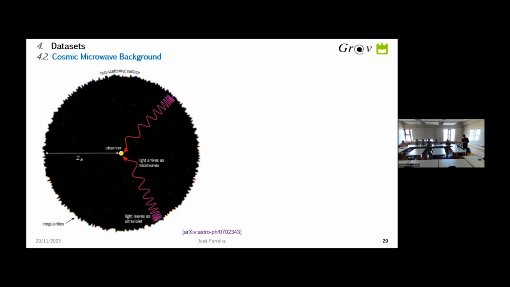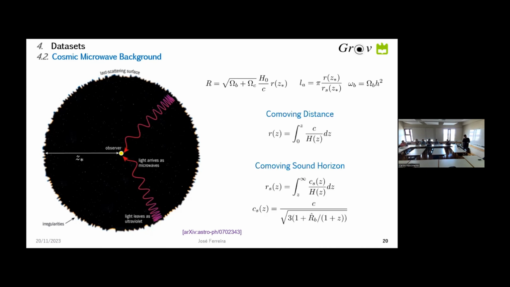As you can probably guess, in this work we decided to go with the easy approach, otherwise I would have mentioned more. So in this easy approach, we have what are known as the three shift parameters, which are this R, this l_A, and omega_b, where z star is simply the redshift for photon decoupling, so the redshift for the CMB. This r is the comoving distance with our already familiar Hubble function, and r_s is the comoving sound horizon, where c_s is simply the speed of sound in our fluid as a function of the redshift.